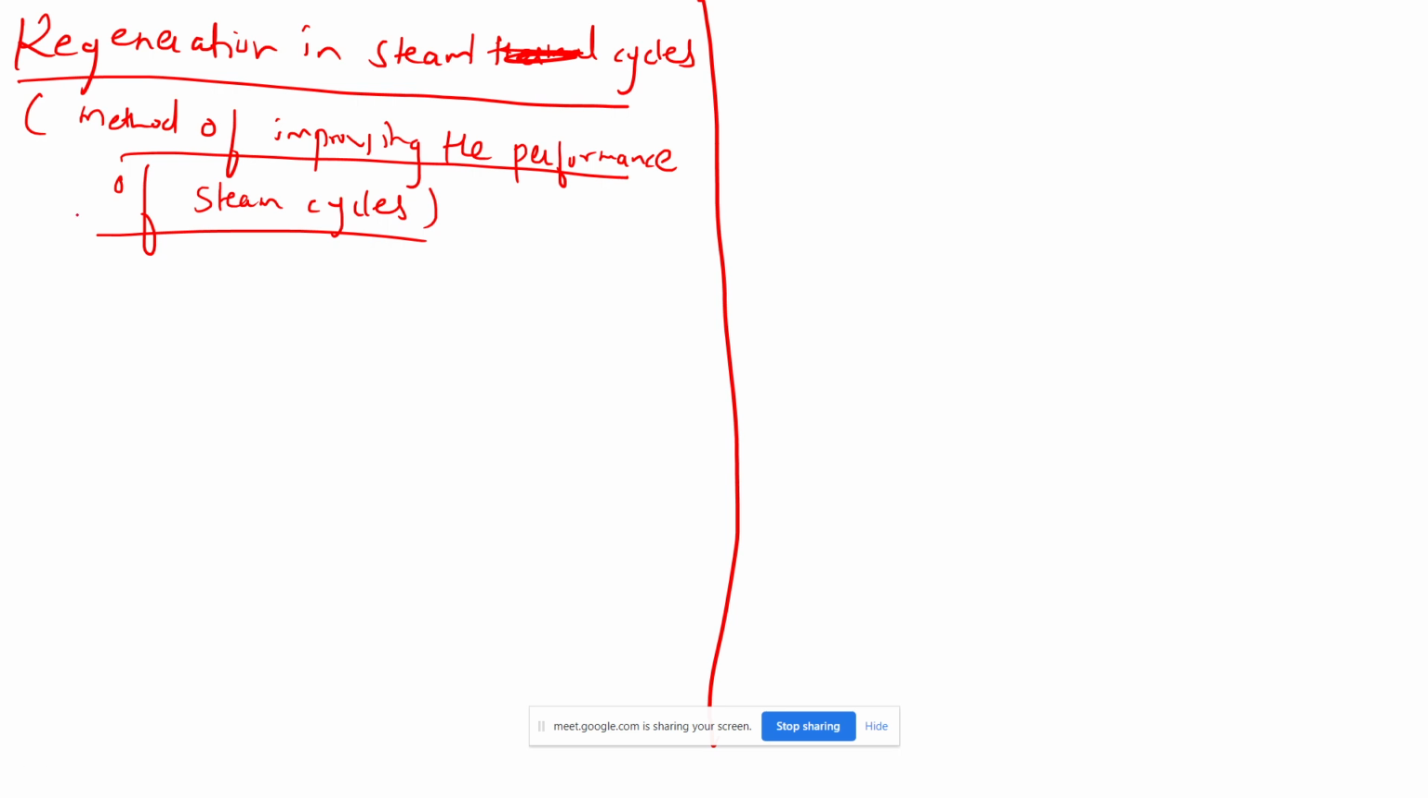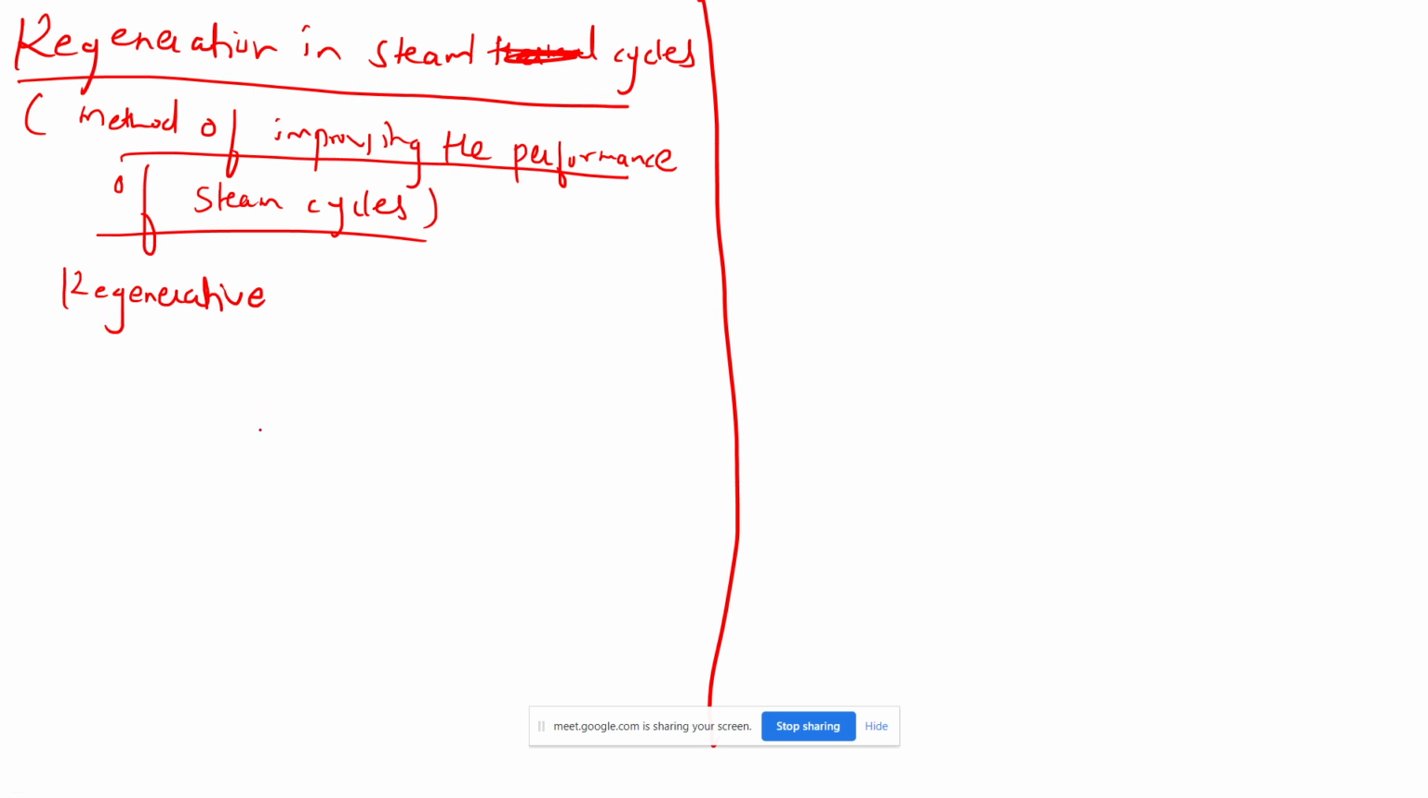What we do in a regenerative cycle is extract some steam at an intermediate stage of the turbine, and then utilize that steam in order to increase the quality of the steam in the open feed water heater. So by the regenerative cycle, efficiency is increased. How is it increased? By exchanging the heat internally between the expanding steam in the turbine and the feed water before entering the boiler. So what are we exactly doing?